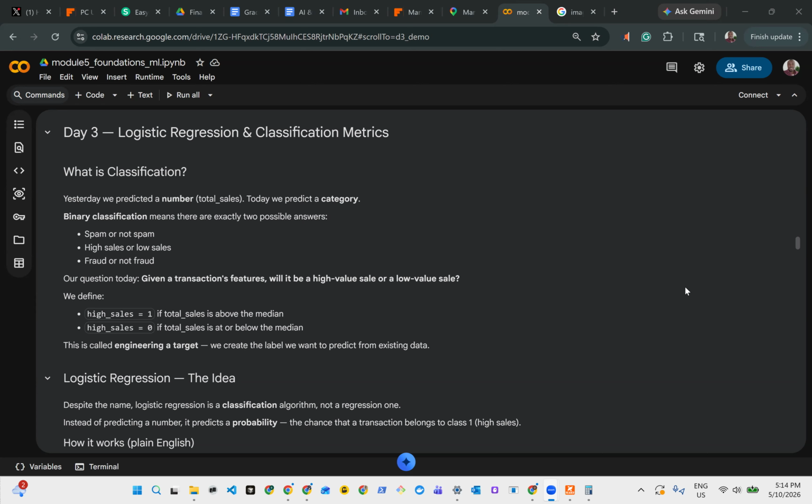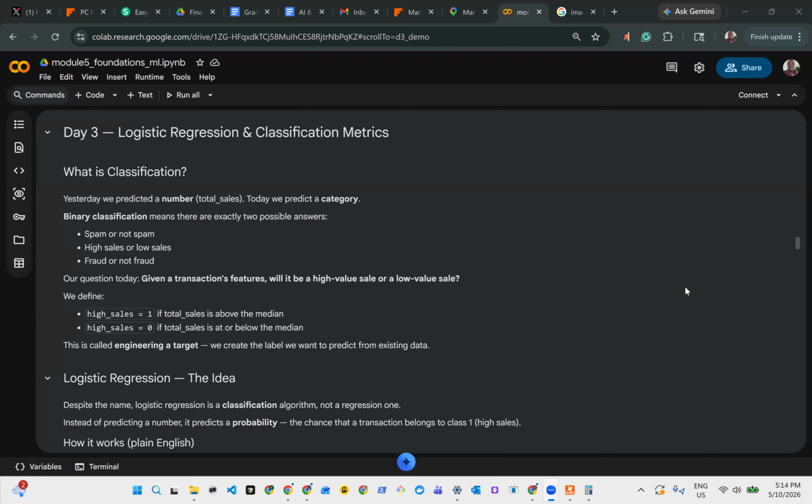But previously we predicted numbers of sales using the column total sales. So today we're going to predict a category in terms of classes, like I said. So instead of predicting a number, now we just want to predict a class. The first one we're going to talk about is binary classification, which means there are exactly two classes that we have in our data set.